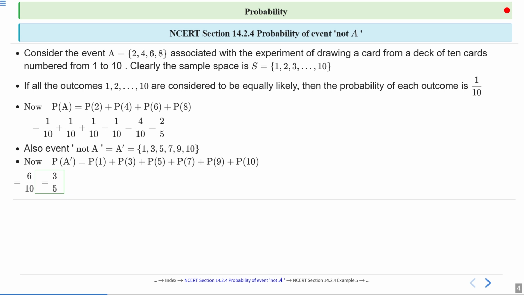Clear? So this is how we find probability of event not A. Clear, students? So this is the way we can find probability of event not A.